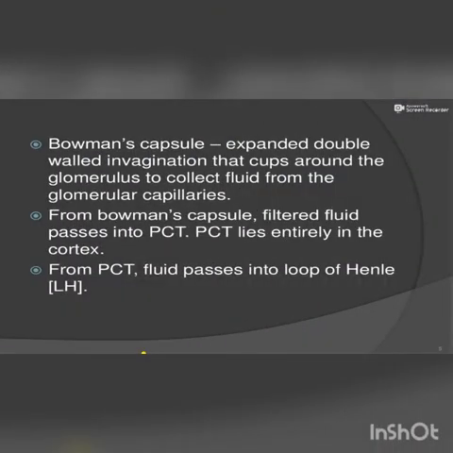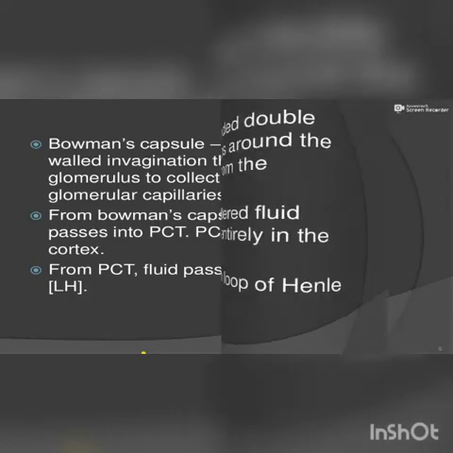Bowman's capsule, expanded double-walled invagination that cups around the glomerulus to collect fluid from the glomerular capillaries. From Bowman's capsule, filtered fluid passes into PCT. PCT lies entirely in the cortex. From PCT, fluid passes into loop of Henle.